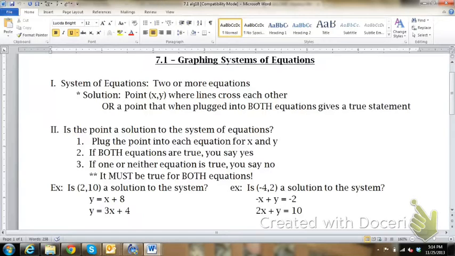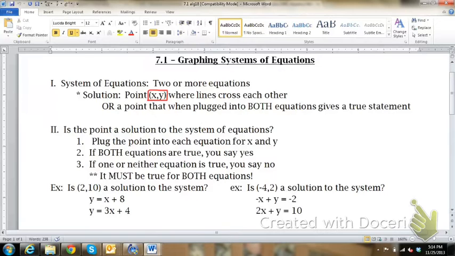In Chapter 7, we're going to graph systems of equations. Well, what is a system of equations? It's two or more equations. And the solution is going to be a point, so x and y, where two lines cross each other.